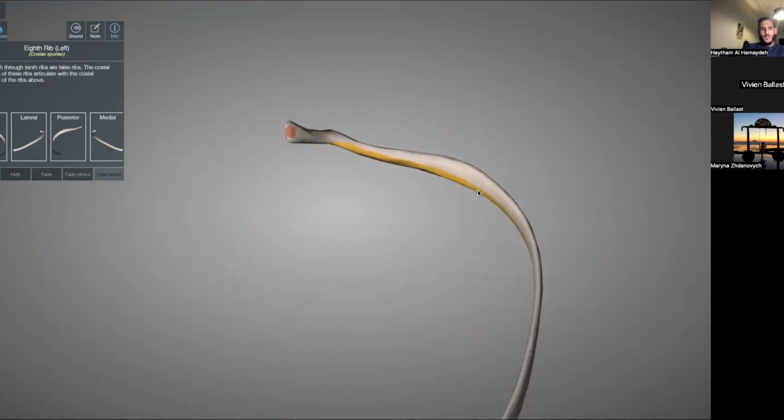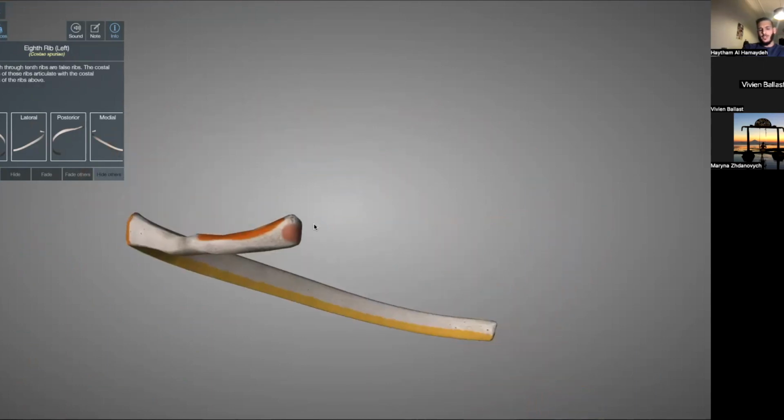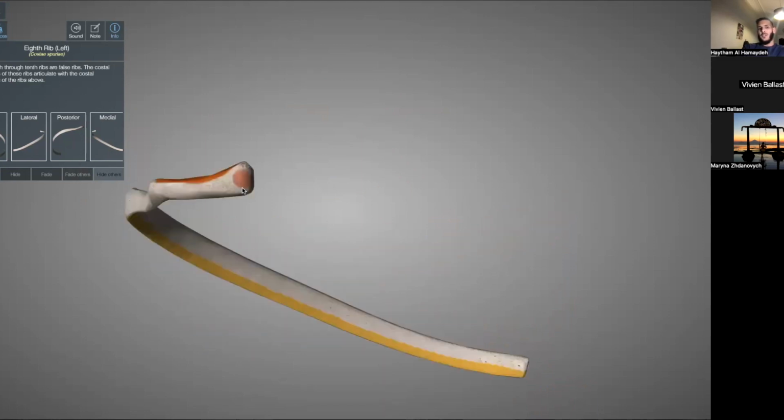Okay, what did we say? We said that the head has a superior and an inferior articular surface, right? The inferior articulates with vertebra body number 8, and the superior articulates with 7. Let's go back. Imagine that this is the inferior articular surface and this is the superior articular surface. The superior will articulate with the vertebra above. The inferior will articulate with the vertebra of the same number as the rib.